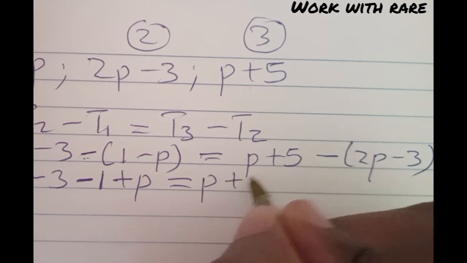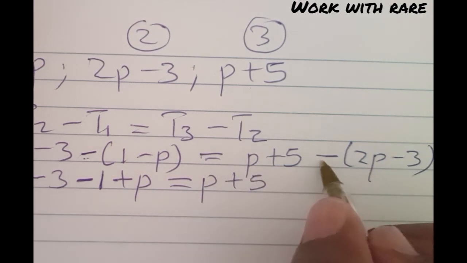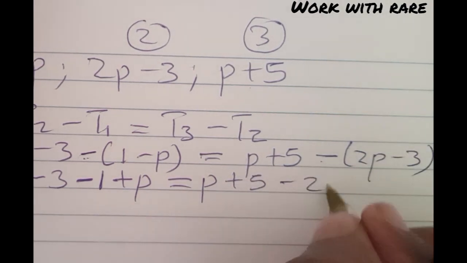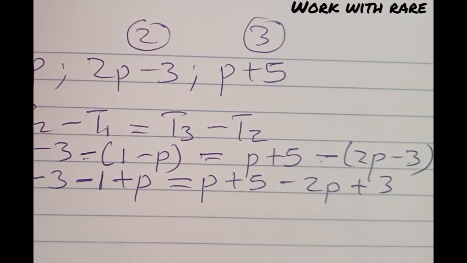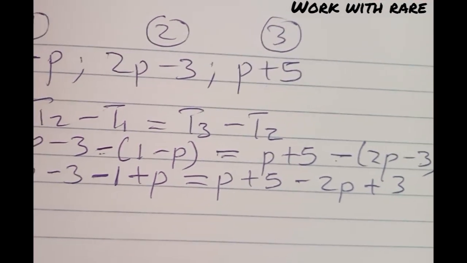Then we have p plus 5. So negative multiplied by positive is negative p. Negative multiplied by negative is positive 3. You see? Now I have to collect like terms. I have to collect the like terms.